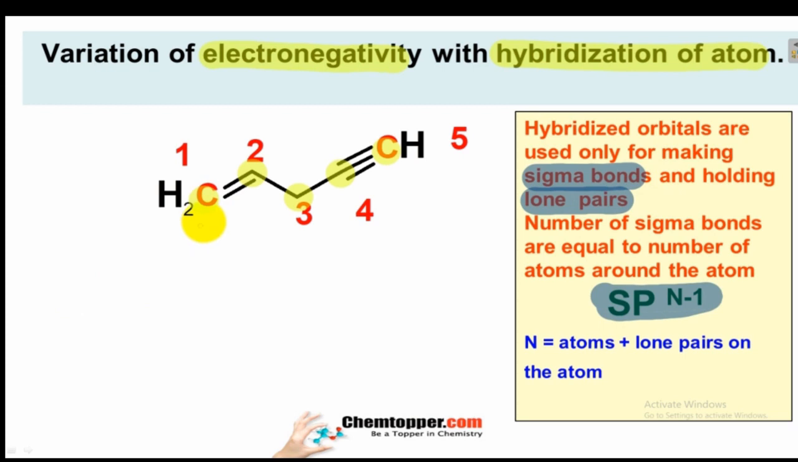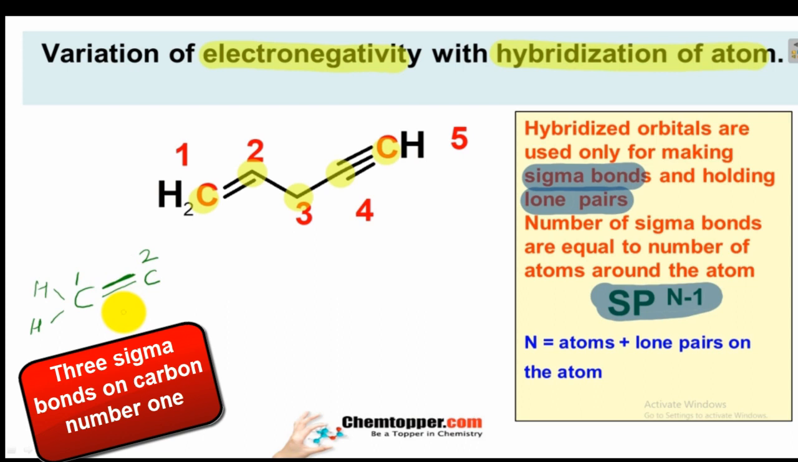So when we check every atom, we will count how many sigma bonds and lone pairs are there. Let's start working with carbon number 1. On carbon number 1, there are 2 sigma bonds with 2 hydrogen atoms and 1 sigma bond with carbon number 2. The double bond between carbon number 1 and 2 is not counted because it is formed by overlapping of the pure p orbitals. It means on carbon number 1 we have 3 sigma bonds, so we need 3 hybridized orbitals.